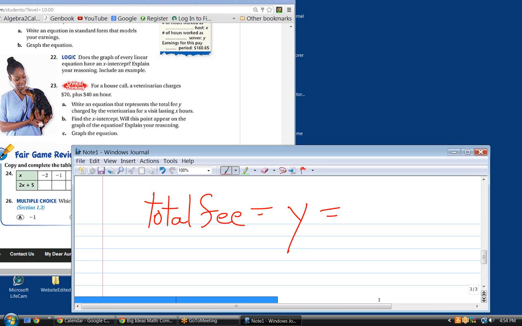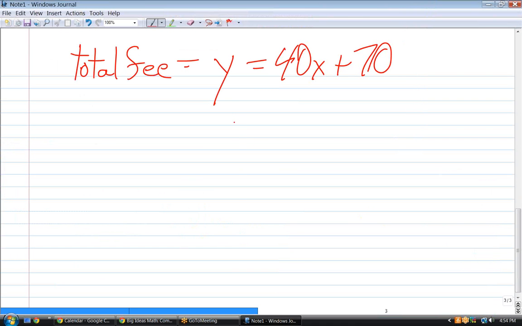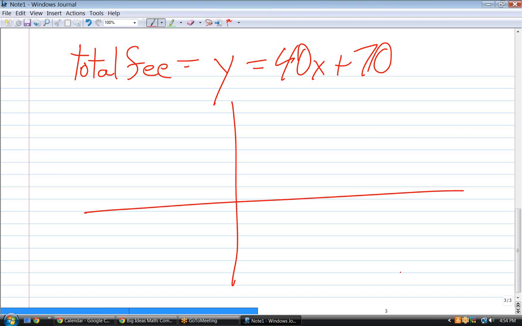So it'd be y equals 40x plus 70. Now, if I graph that, I don't have to do x and y intercepts because it's in slope-intercept format. So I know the y-intercept's at 70. The slope is 40, which means I'm going to go up 40 and over 1. So there's my curve, let's say.